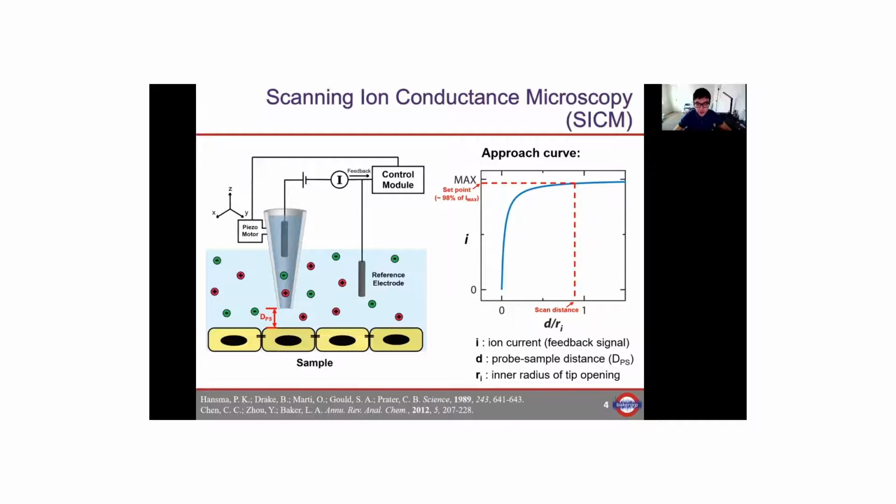Such ion current change can be depicted by the approach curve shown on the right. With this approach curve, we can use it as the feedback to keep the distance between the sample and the nanopipette constant when we raster scan the nanopipette over the sample surface. By doing this, we can obtain a topography map of the sample.